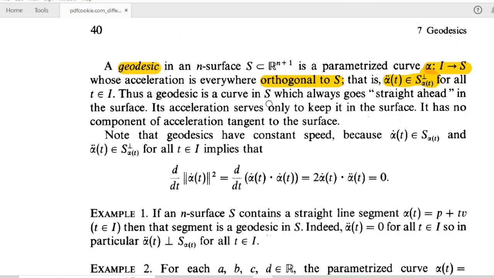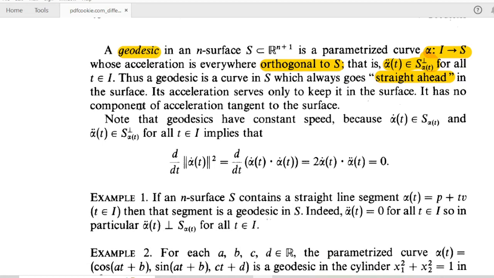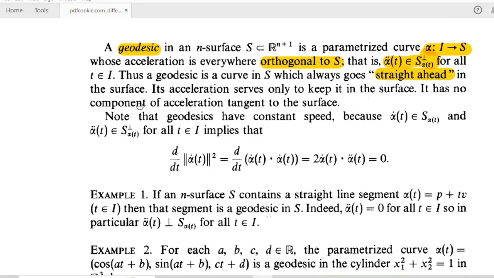Thus a geodesic is a curve in S which always goes straight ahead in the surface. So simply speaking, for a curve to be a geodesic, if we sketch the acceleration vector of the curve, that will be a normal vector, or that will be a vector perpendicular to our, we cannot say it is a normal vector sometimes, but we can say that it is something perpendicular to our tangent vector.